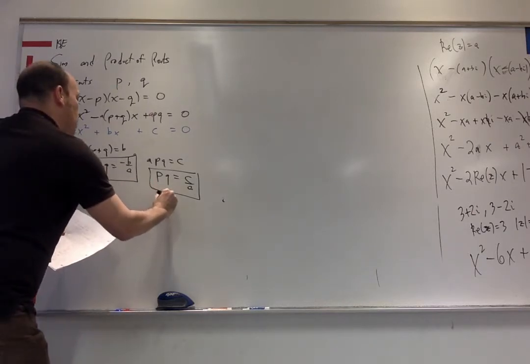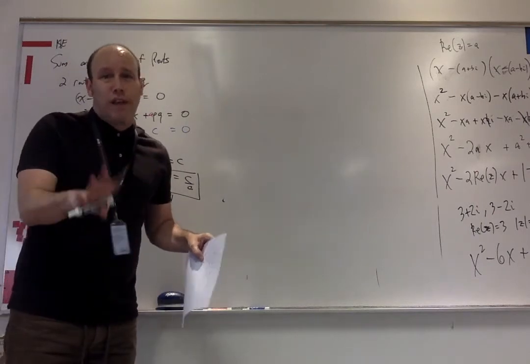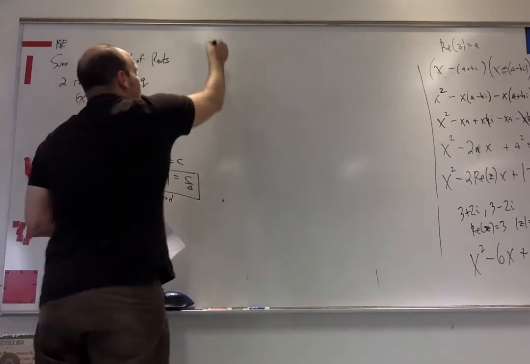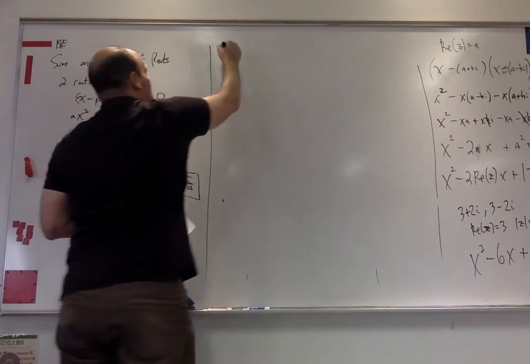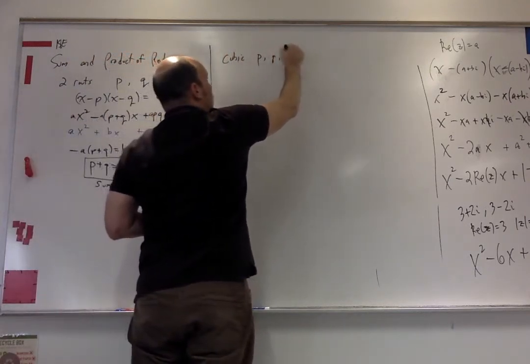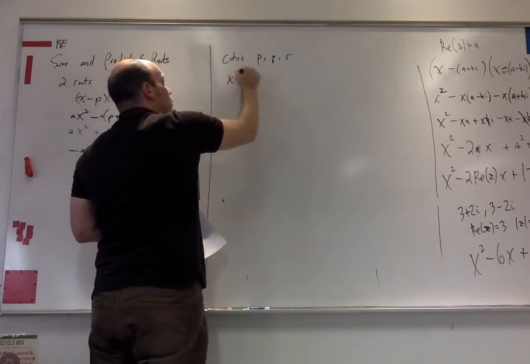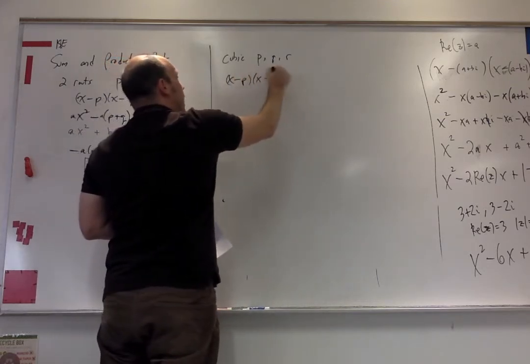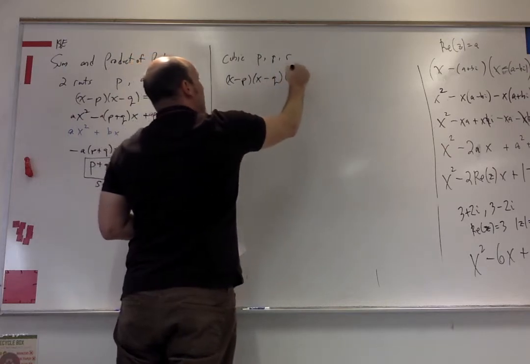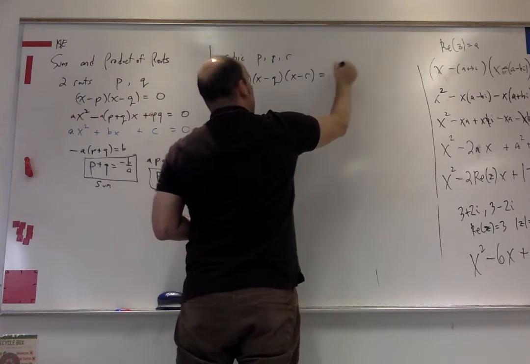You know, let me take it with the cubic, because in the chapter they show you this cute little thing for cubics. So let's look at the cubic. The cubic has roots P, Q, and R, right? So we have (x minus P)(x minus Q)(x minus R) equals 0.